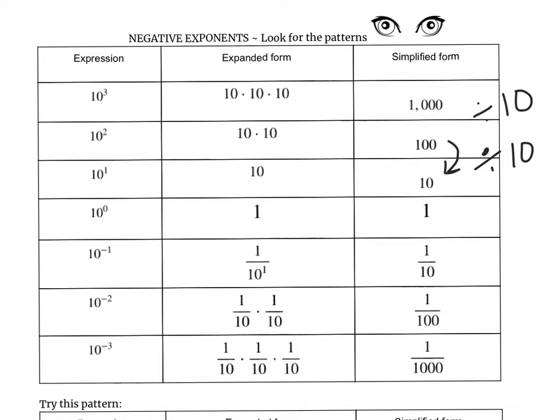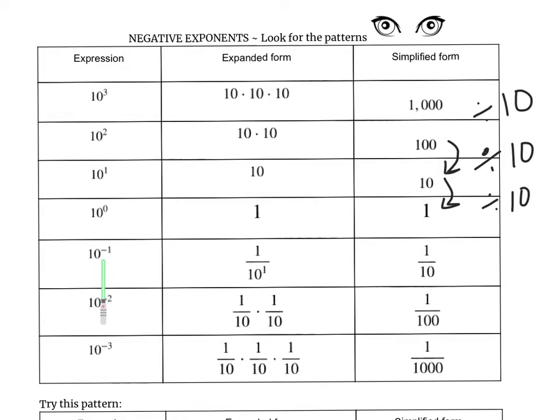Now we also learned that anything to the 0 power is 1. And notice it's a 1 with 0 zeros. See, anything to the 0 power is 1. And if we continued this pattern, 10 divided by 10 is 1. Let's take a look into the negatives now.